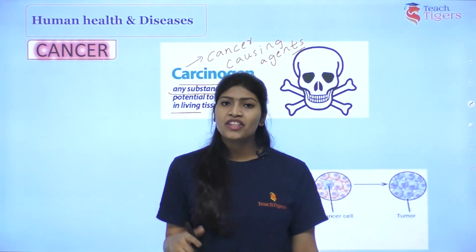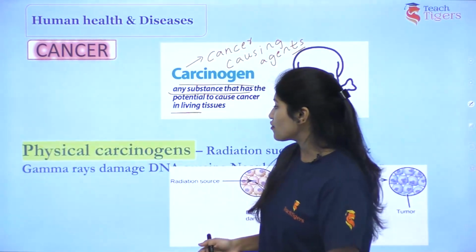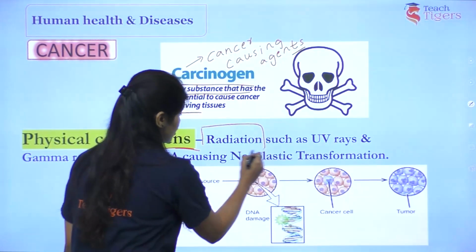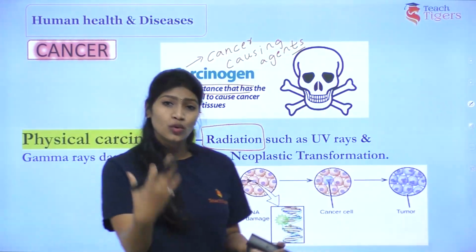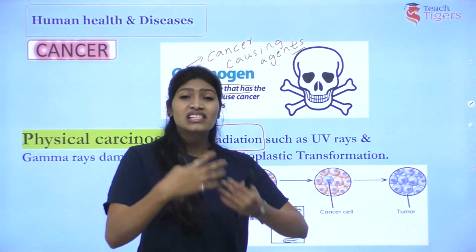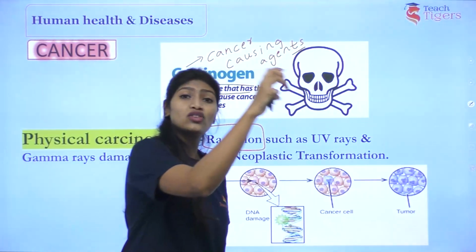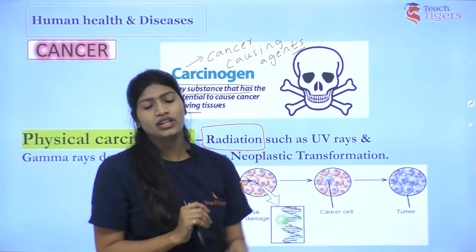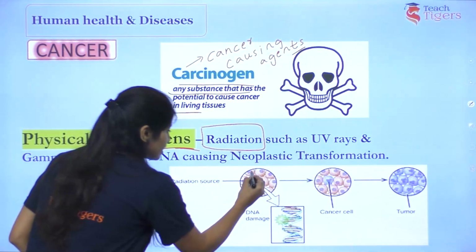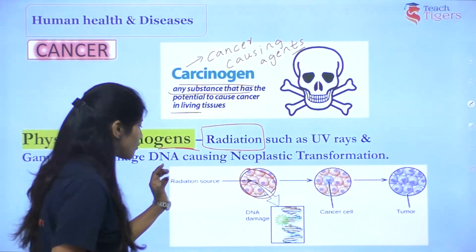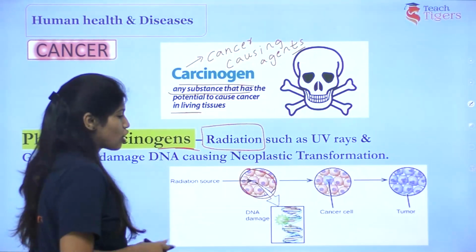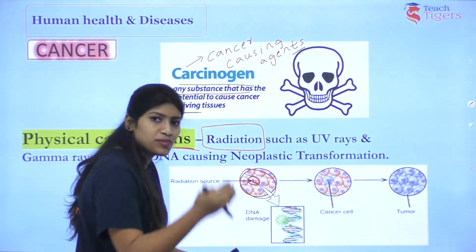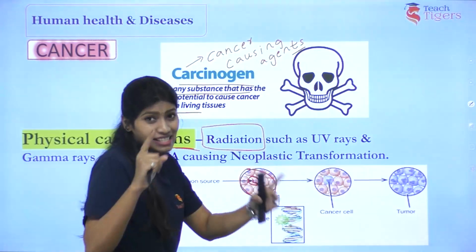So first one is physical carcinogen. In physical carcinogens, the examples are radiations, such as UV rays, gamma rays. When these radiations are exposed onto a normal cell, this is a normal cell, and now radiations got affected on this normal cell. Because of that, the genome, the DNA which is present inside the cell's nucleus gets disturbed.